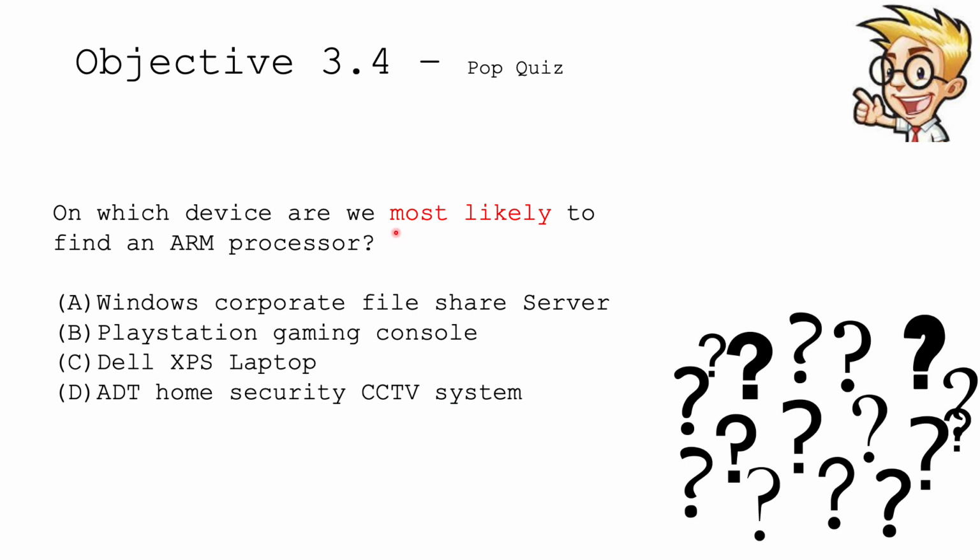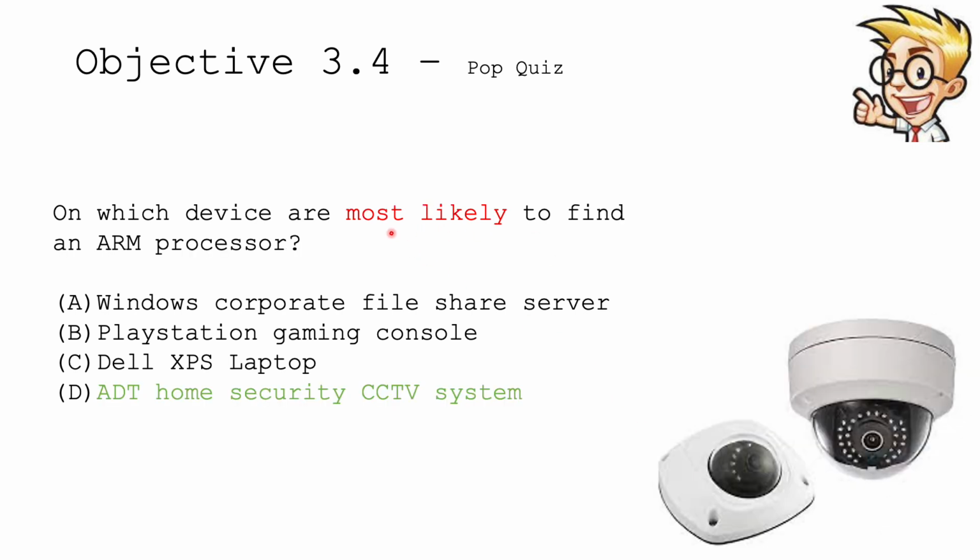Please be careful, I did say most likely. Well, if you think about the smaller devices that connect to the internet, you're most likely going to pick a CCTV system. These are small devices, they don't need much, they just need a basic connection and a processor. So that's most likely going to have those.